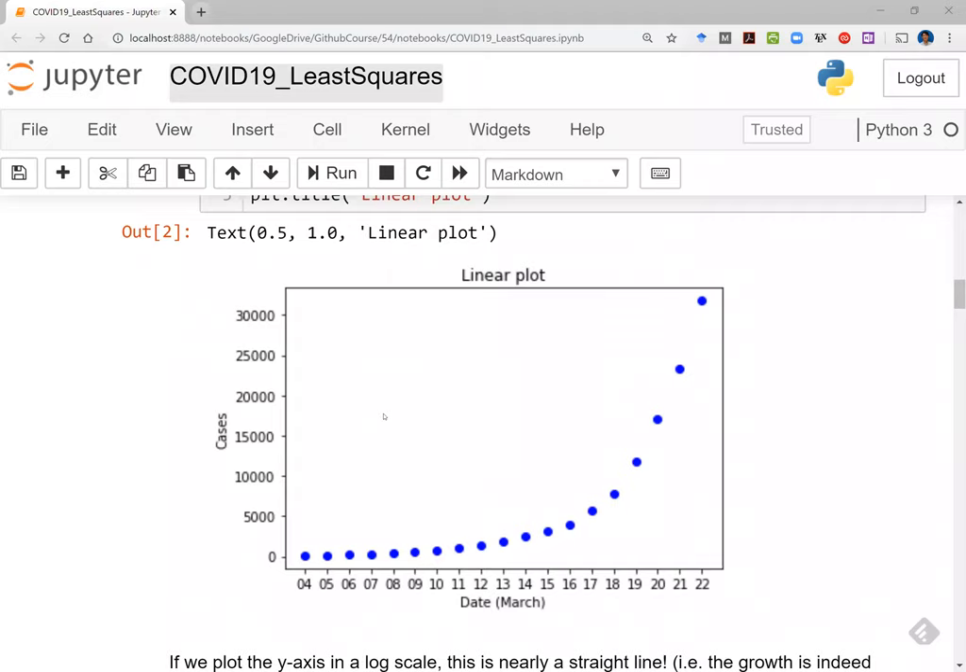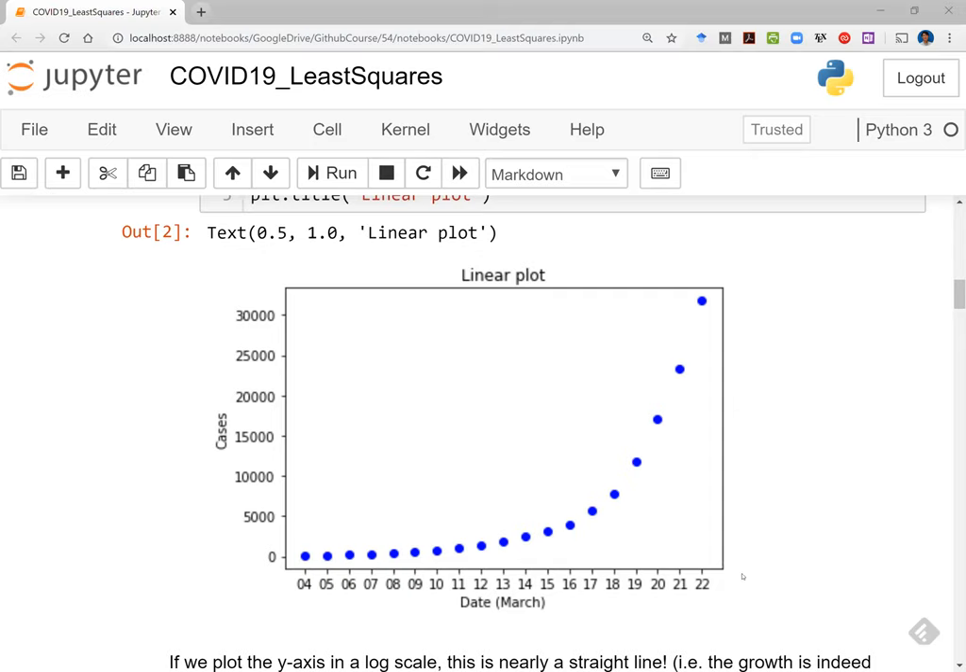So the x-axis is the date, which is March from 4th to 22nd. Y-axis is the number of confirmed cases. If you just plot this, which is called a linear plot, because you just plot the data as is, you will see that the number of cases rise very rapidly. But if you really ask me what's going to be the number of patients on March the 23rd, the 24th, I don't have a model. I couldn't really give you a prediction.